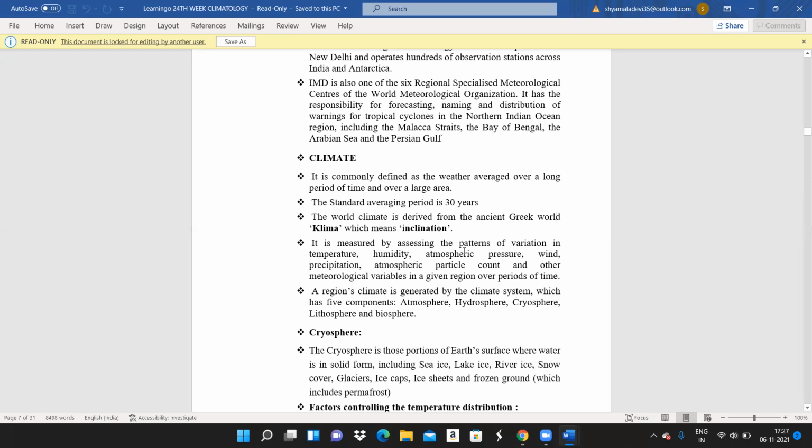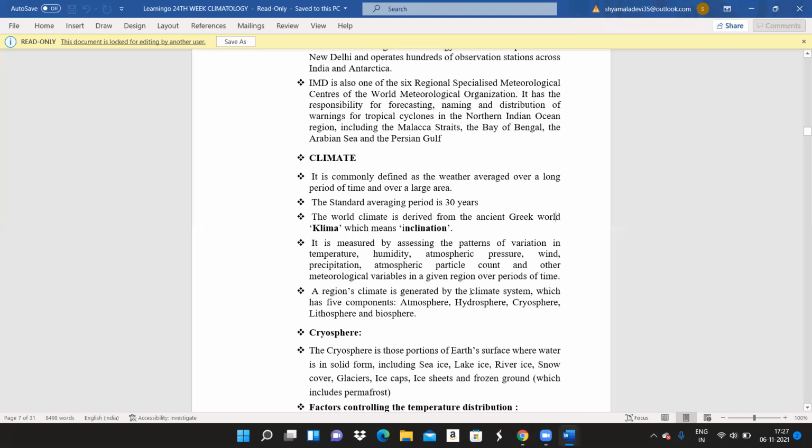It is measured by assessing the patterns of variation in temperature, humidity, atmospheric pressure, wind, precipitation, atmospheric particle count, and other meteorological variables. But remember this: temperature, humidity, atmospheric pressure, wind, precipitation. These are considered to be the most important. Atmospheric particle count and all that is a higher part of it, which you need not go into. So climate is measured by taking into consideration these important factors: temperature, humidity, atmospheric pressure, wind, and precipitation.